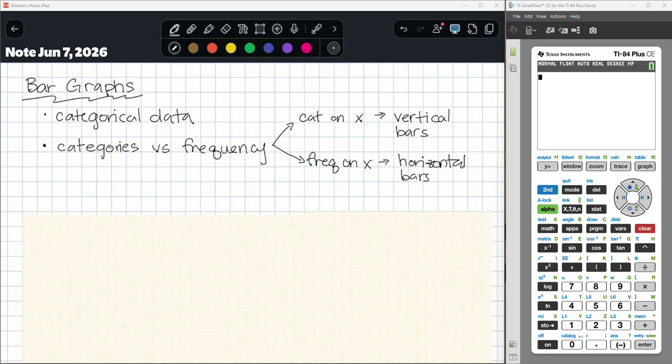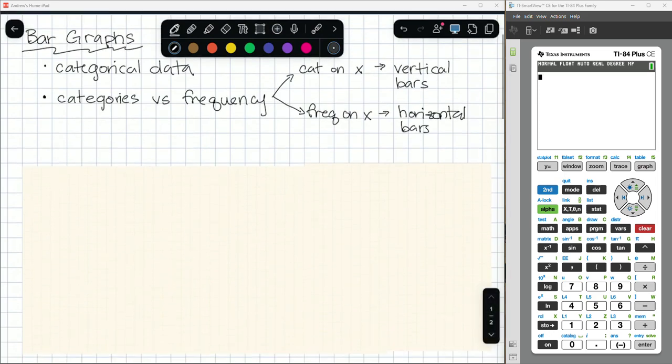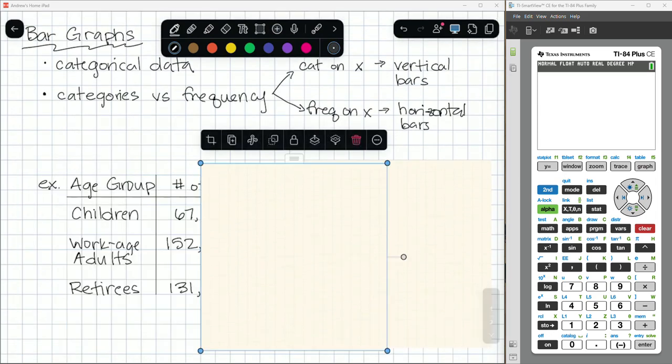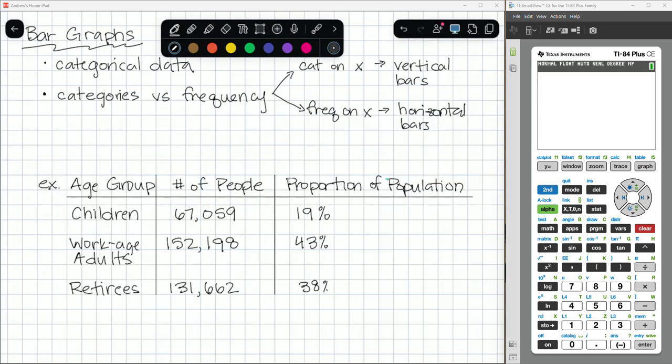Oftentimes the decision is made when publishing as to which form will better fit on the paper. So it really doesn't matter. But if you are specifically asked for one or the other, now you know which variable goes where to produce the bars in the correct direction. I want to construct one with you really quick just so you see how they're built. And then if you have questions, you can email me. But let's go ahead and open up our example.